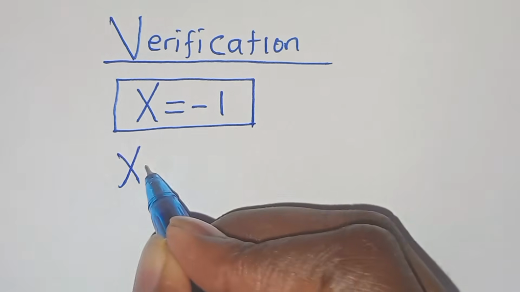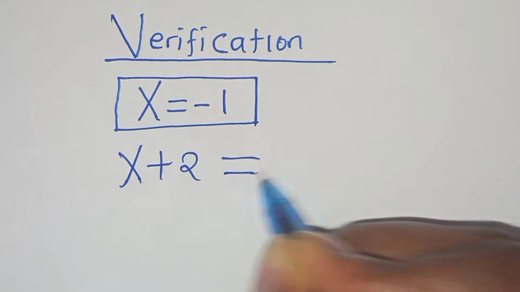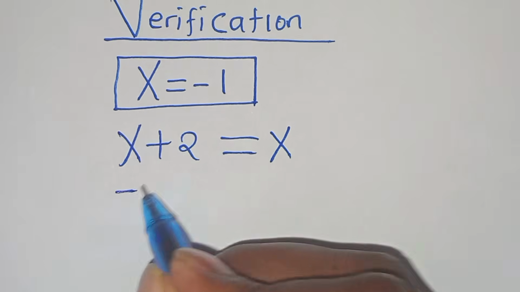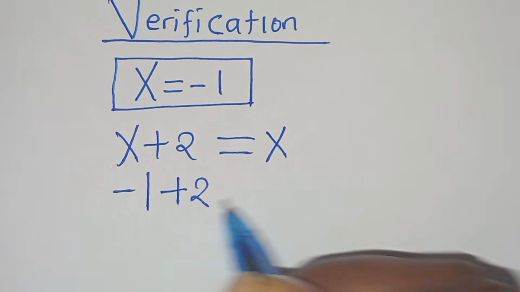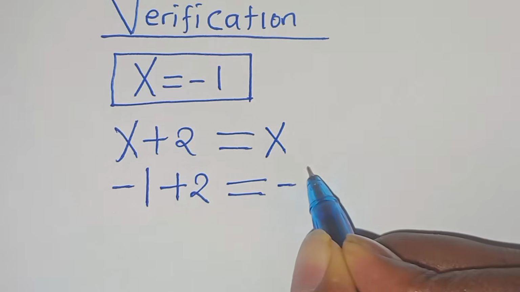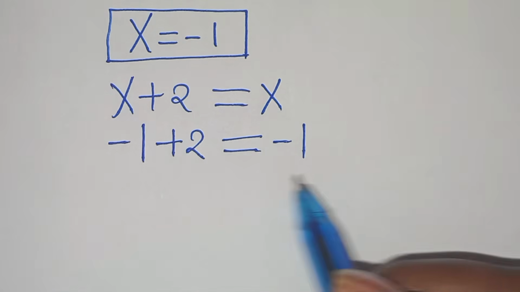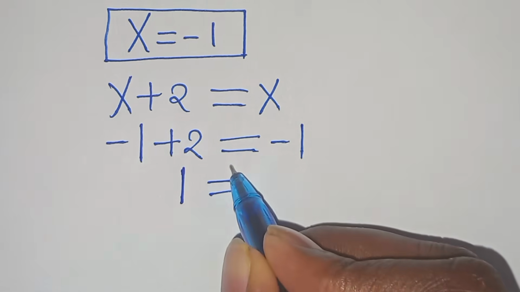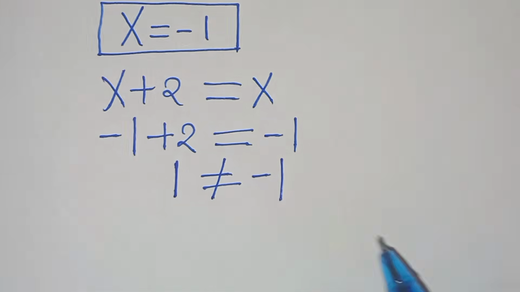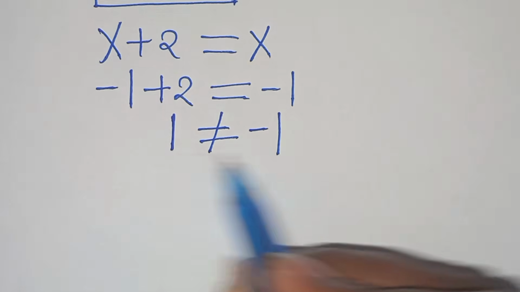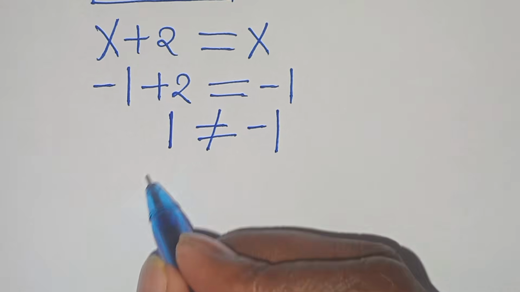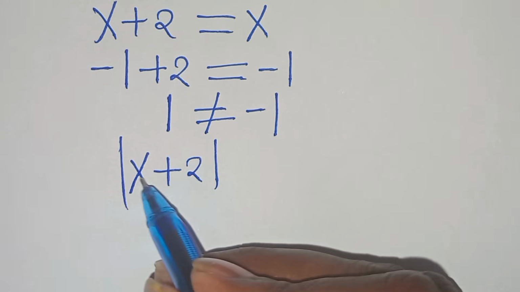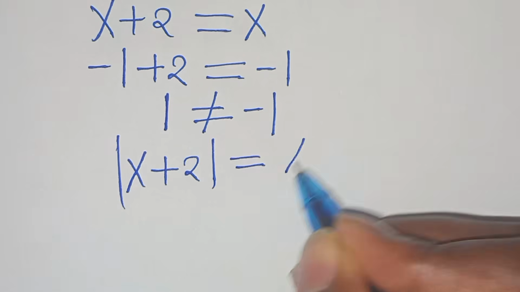Now we have x plus 2 equal to x. Substituting minus 1 here, we have minus 1 plus 2. This should give us a value of minus 1. But in this case, minus 1 plus 2 is equal to 1, and this is not equal to minus 1. Now, let's think in absolute terms. If we have the modulus of x plus 2 equal to the modulus of x.